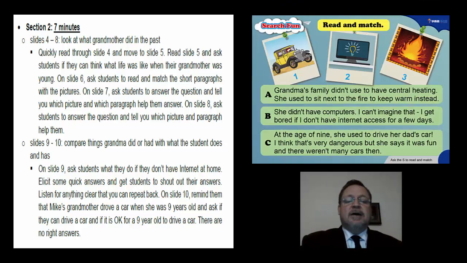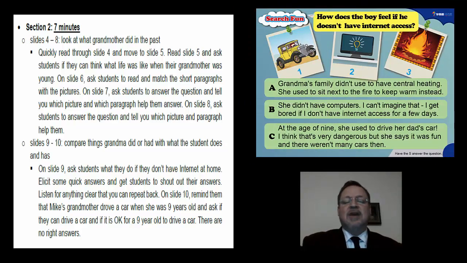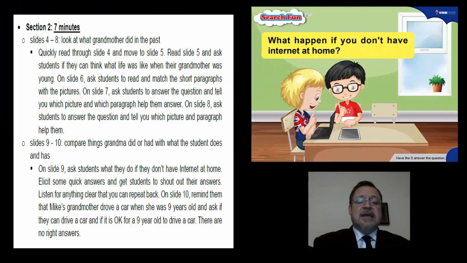Okay. Then on slide 6, ask students to read and match the short paragraphs with the pictures. Then on slide 7, ask the students to answer the question and tell you which picture and which paragraph helped them answer the question. And the same on slide 8. Okay, and then on slides 9 and 10, compare things Grandma did or had with what the student does and has. So again, we're making it relatable. So now we're transitioning from just grandmother to now how it relates to students.